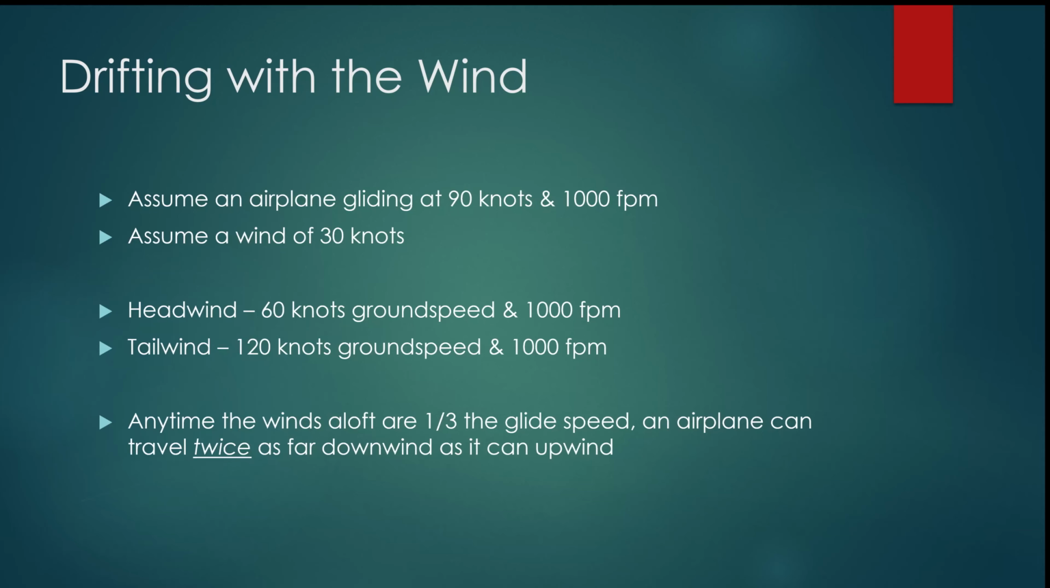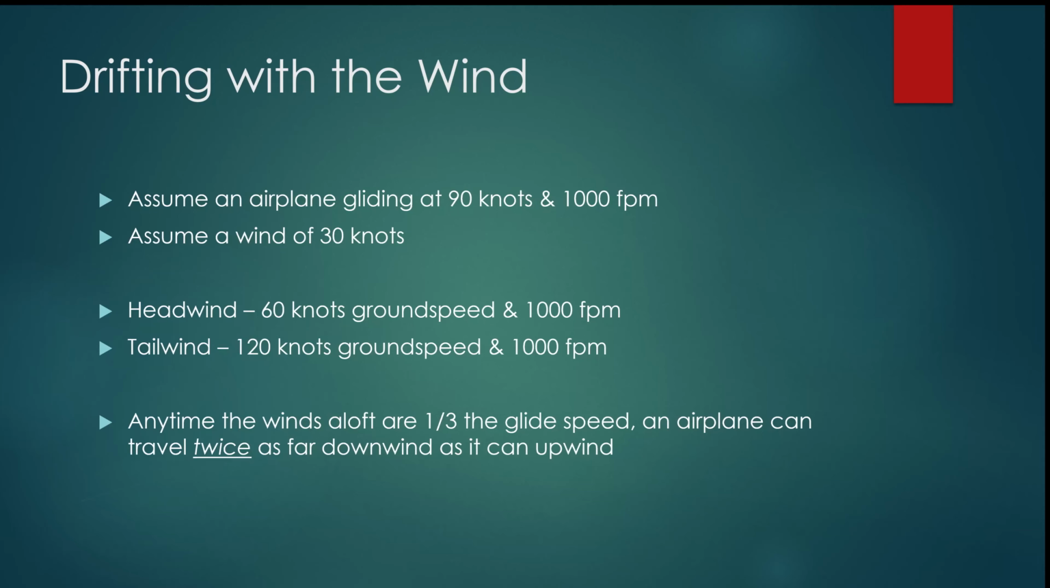If they turn and happen to go downwind, because they're going to an airport that happens to be downwind, let's say they're going to do 120 knots ground speed at the same 1,000 feet per minute. That's equivalent to 10 knots descent rate. That's a 12-to-1 ratio. They are doubling the glide ratio in the real world with the winds aloft in that example. And in fact, this is true anytime the winds aloft are 1/3 the glide speed. An airplane can go twice as far downwind as it can upwind.